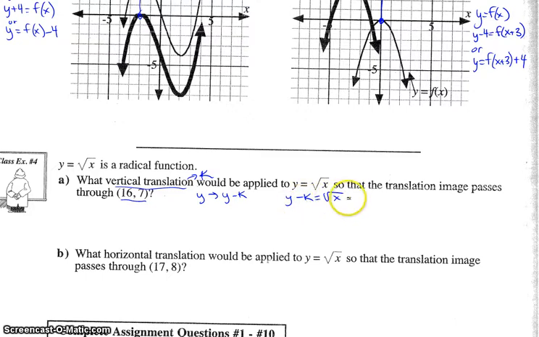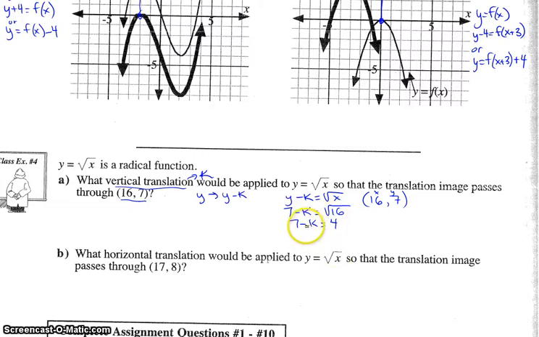All right, but now that we have the transformed function, this point, which was on the transformed function, can now be subbed in. Any point on a graph, if you have the equation of the graph, can be put in for x and y. So in for y is going to go 7, in for x, 16. Okay, we're going to simplify this. 7 minus k equals root of 16, which is 4.